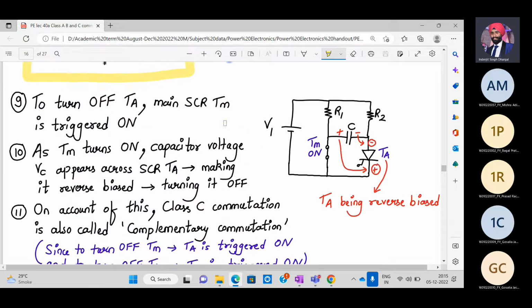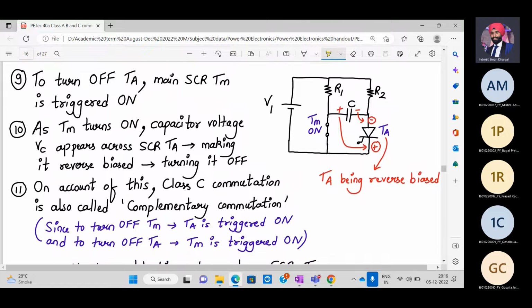All right. Any doubt? Class C commutation is also called complementary commutation. We'll cover one more and then we'll wind up for today. Class D commutation also we will cover today.